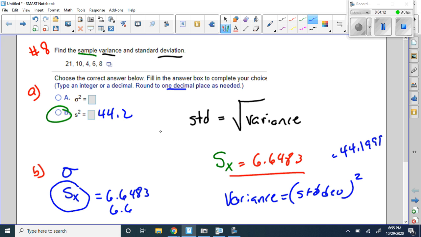Now, the calculator gave me again the standard deviation. So if I want the variance from that, then I just square the standard deviation because the square root of the variance is the standard deviation. So how do we get from one to the other, and it's explained right there. So that should do you good on that, okay?